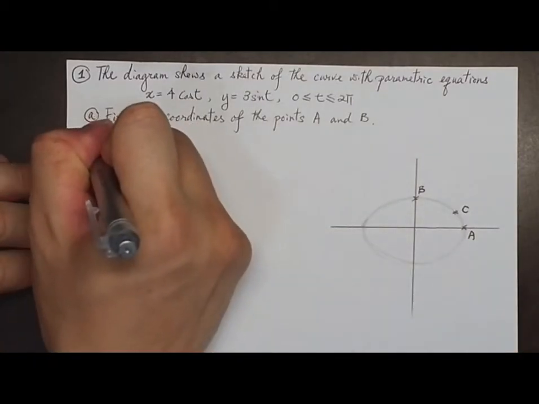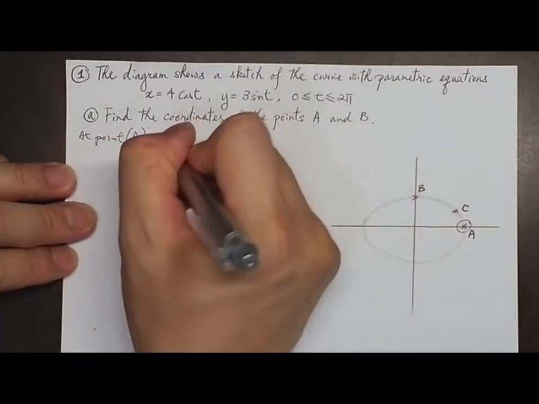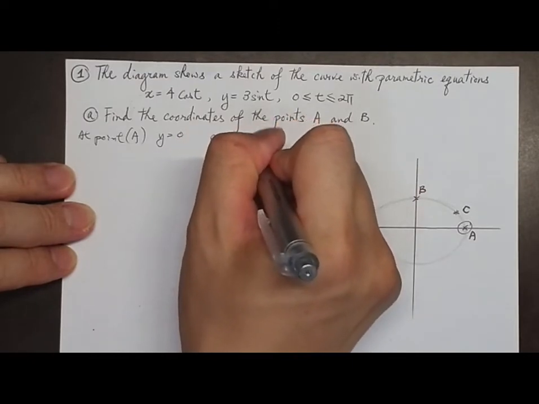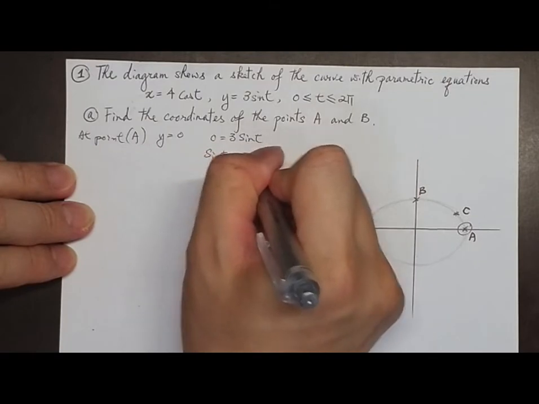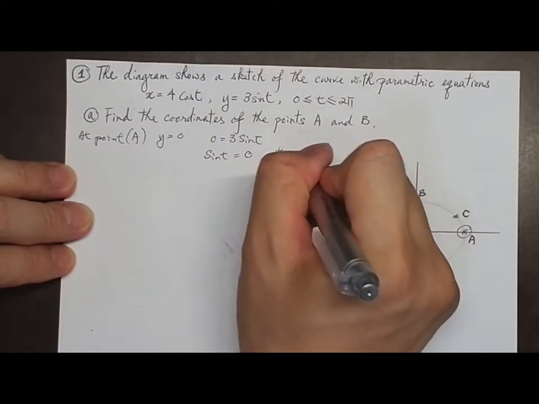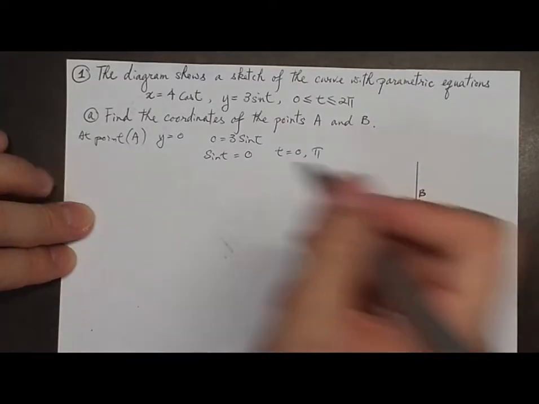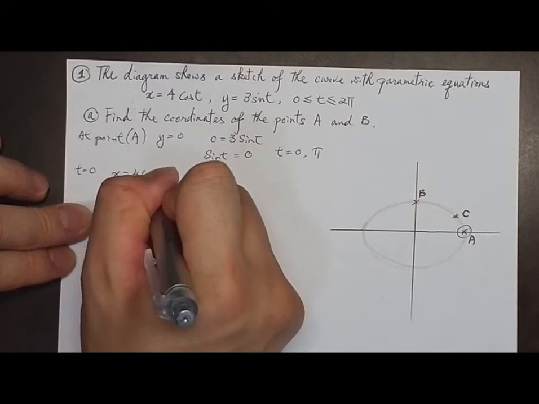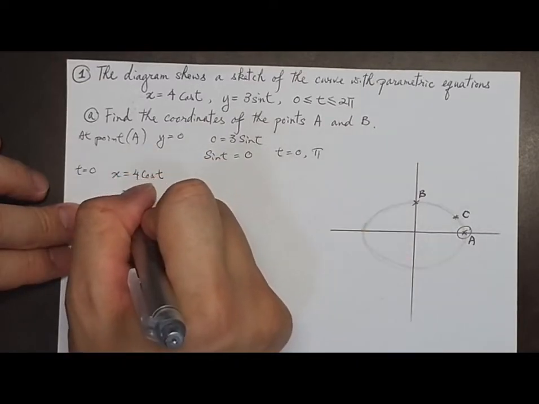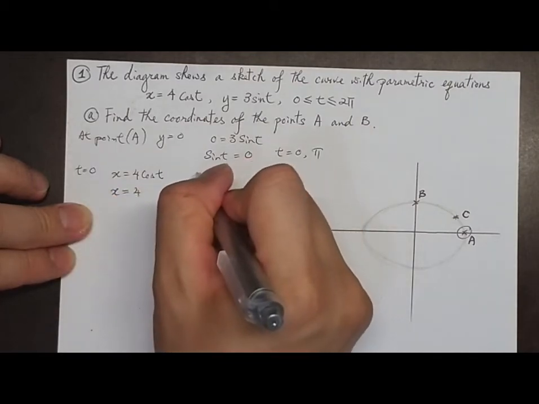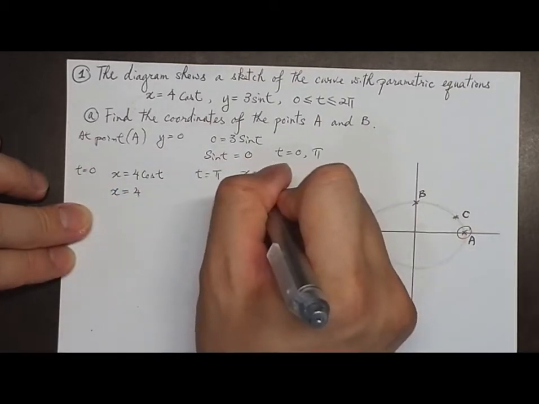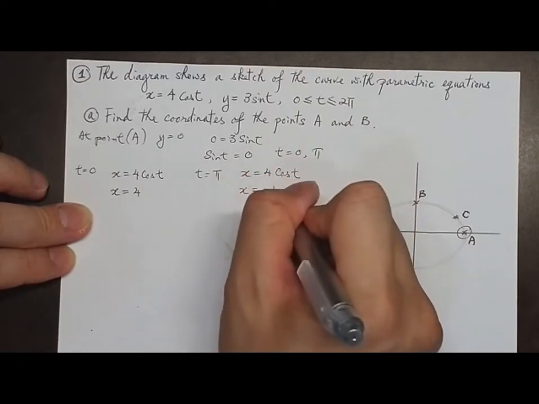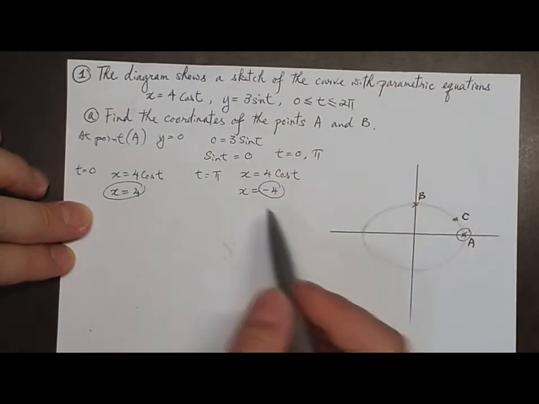So we know that at point A, y is equal to 0. That means 0 is equal to 3 sine t. Sine t is equal to 0. t is equal to 0 or pi. So when t is equal to 0, x is equal to 4 cosine t, that means x is equal to 4. When t is equal to pi, x is equal to 4 cosine t is equal to minus 4. So x is equal to 4 or minus 4.